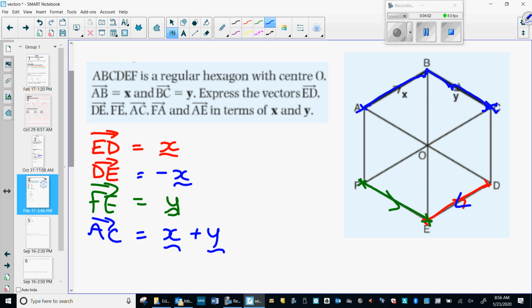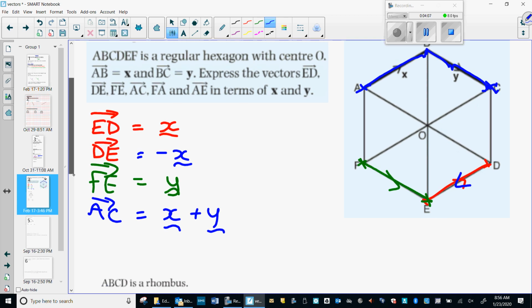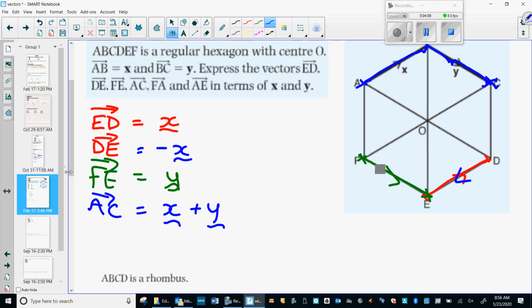That makes sense, yes? You're the one that told me. Well, yeah, but you said x, y, same thing. Okay, FA. Okay, so we're established. I've drawn all over stuff now. Right, F to A. Ooh, okay, this is a slightly tricky one.